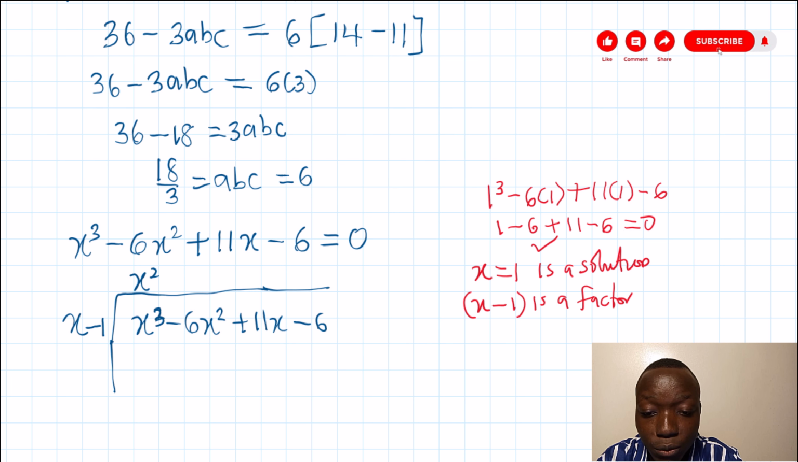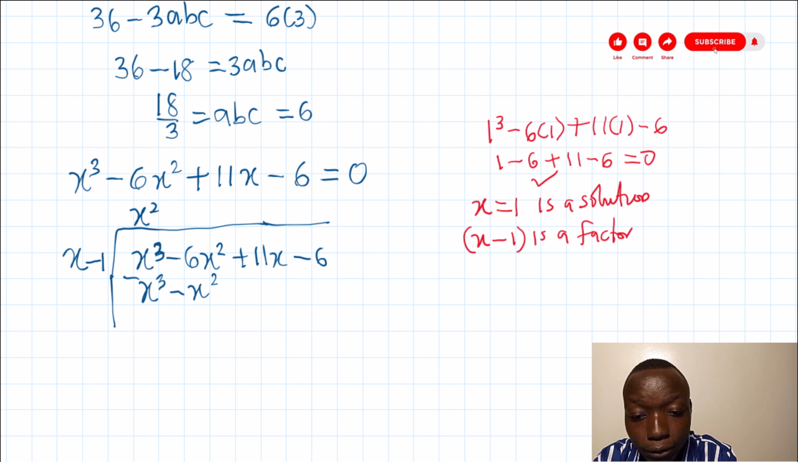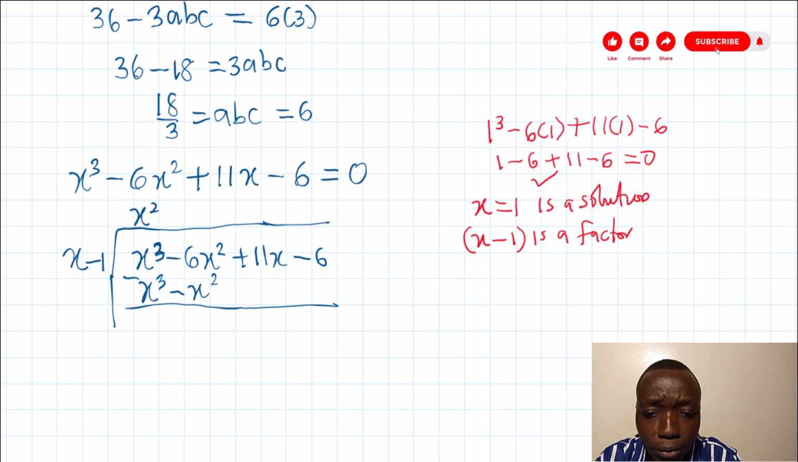So we have x squared here. So this is x cubed minus x squared. So we subtract this. So we're going to have x cubed is out. So minus 6x squared minus x squared is minus 6x squared plus x squared. That will give us minus 5x squared plus 11x minus 6.